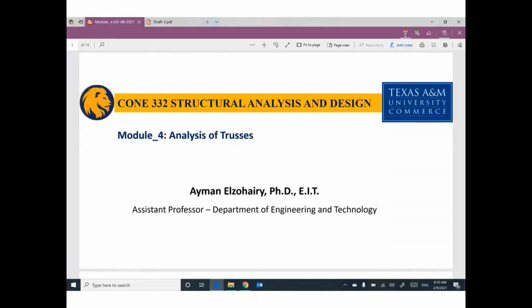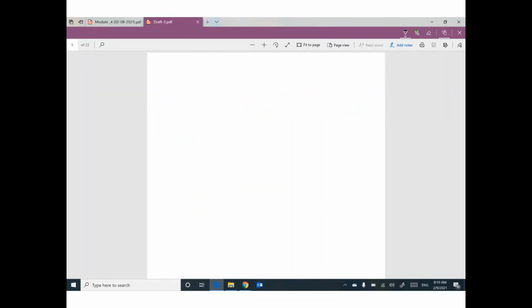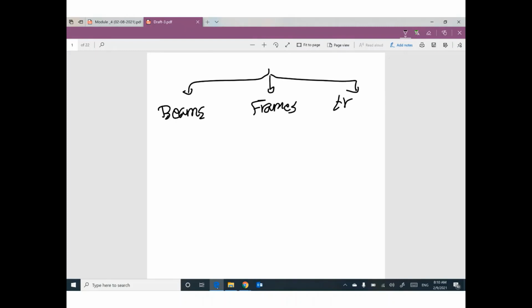Today, I'm gonna start with a new topic, which is analysis of trusses. Just a reminder, at the beginning of this semester, I told you we have three types of structures. We have beams, we have frames, and we have something called trusses.